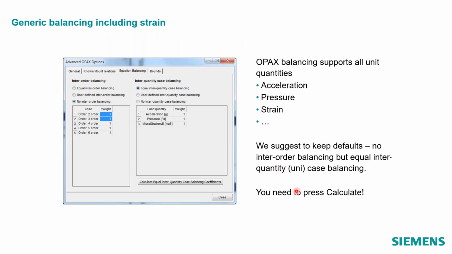I talked about equation balancing. The default is not to do order balancing, but to do different unit balancing, and we suggest you use those defaults. Calculate the equal instance interquantity case coefficients to calculate these numbers. By default, they're 1. And then we don't do it automatically because people complained that when you entered OPACS, it took a long time because it was doing these calculations in the background. So we turn that off. And then if you want to do that, you have to come to this menu and click calculate.